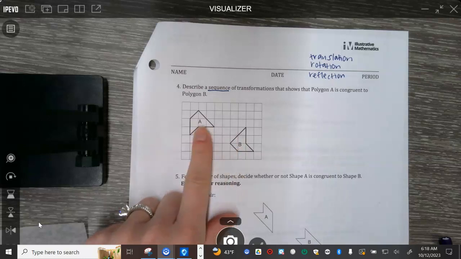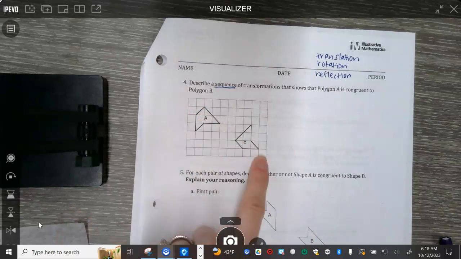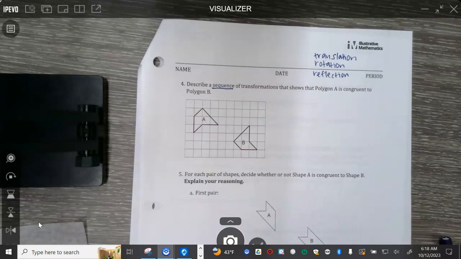No. That shape turned. So I know there's probably a rotation in there. Okay, I also see that it moved. All right, because it moved, it's probably a translation. Okay, reflection, is it the mirror image? No. So it's probably not a reflection, okay?